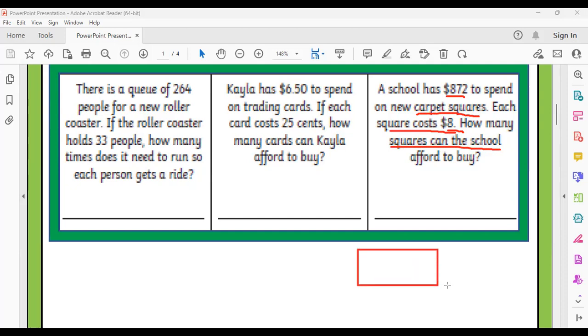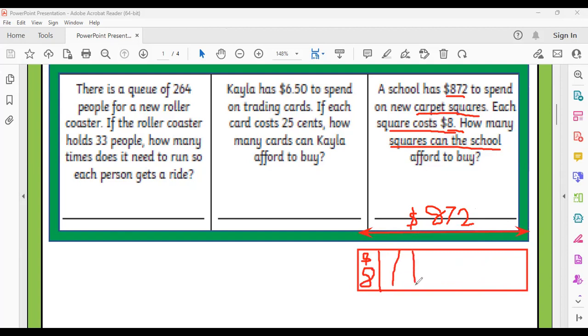Same style question, okay? This is like all the money the school has. Can you now do it a bit faster without me helping you? So this is $872 I'm going to spend on carpet squares. Even if you don't know what it is, it's all right. You know the maths. Each square costs $8. So this is $8, 1 square. Okay, so you need to find how many carpet squares can you buy with 872.